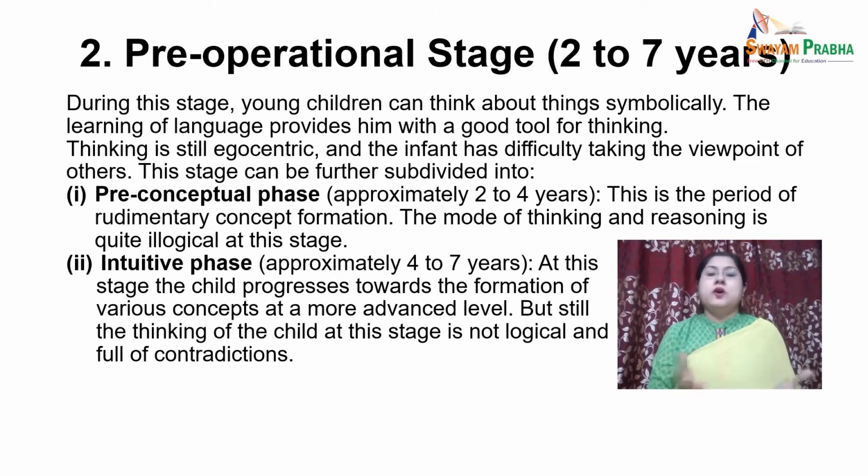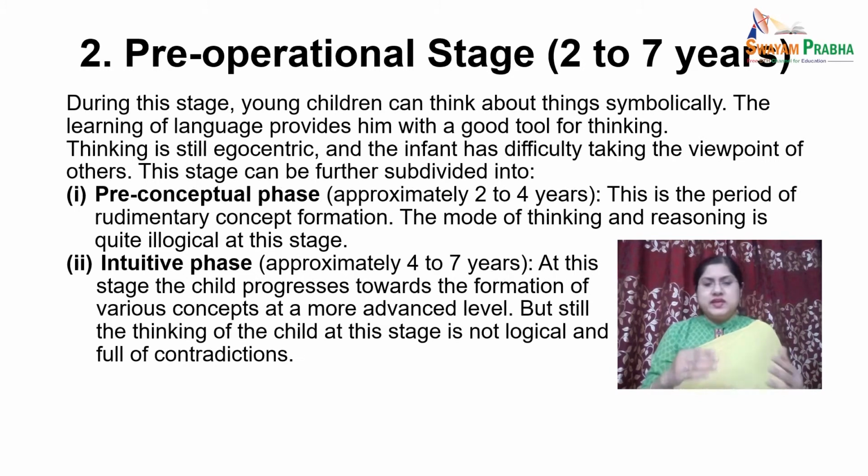Now come to the second stage. The second stage is the pre-operational stage, which extends from the age of 2 years to 7 years. During this stage, young children can think about things symbolically. This is the stage where symbols or symbolic representations are very important. The learning of language provides the child with a good tool for thinking. Thinking is still egocentric, and the child has difficulty taking the viewpoint of others.